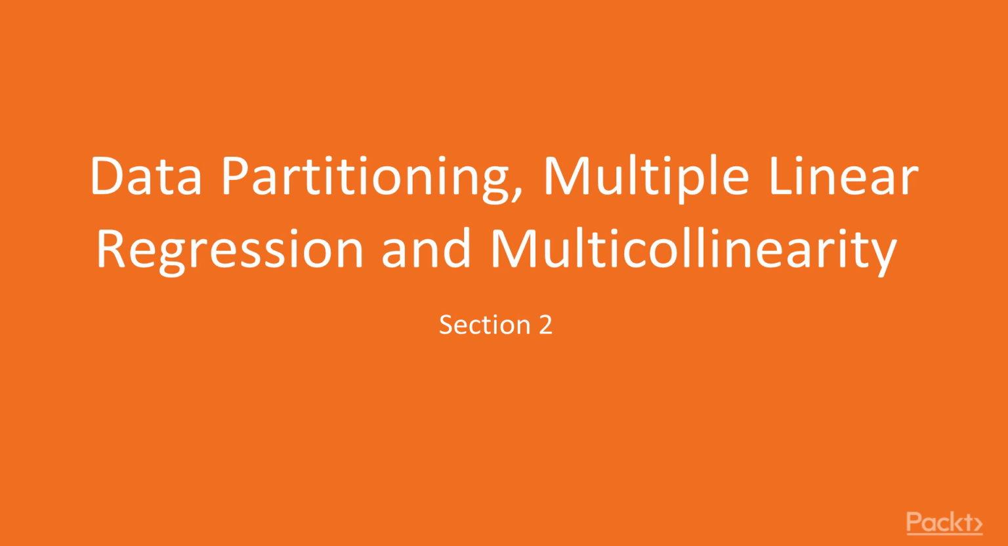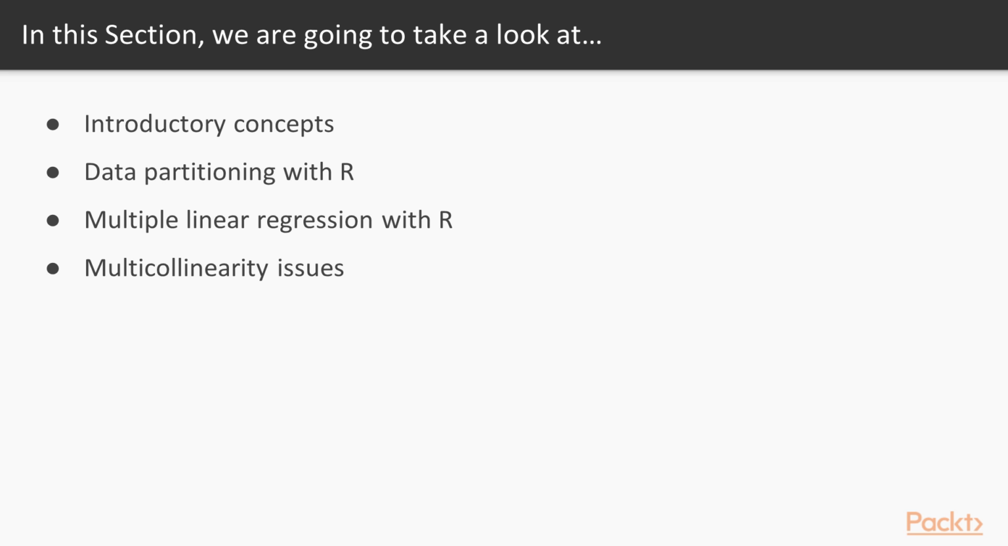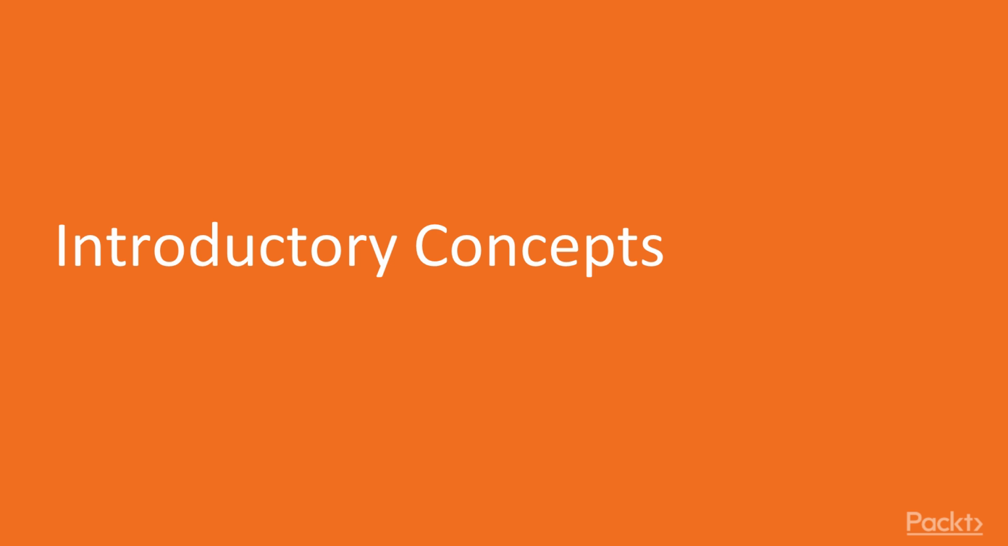Hello and welcome back. In section 2, we go over data partitioning, multiple linear regression, and multi-collinearity. In this section, we are going to take a look at introductory concepts, followed by how to do data partitioning with R. We will also look at how to create a multiple linear regression model using R. And finally, we are going to look at some multi-collinearity issues that crop up when we are dealing with several variables. So let's get started by going over some introductory concepts.